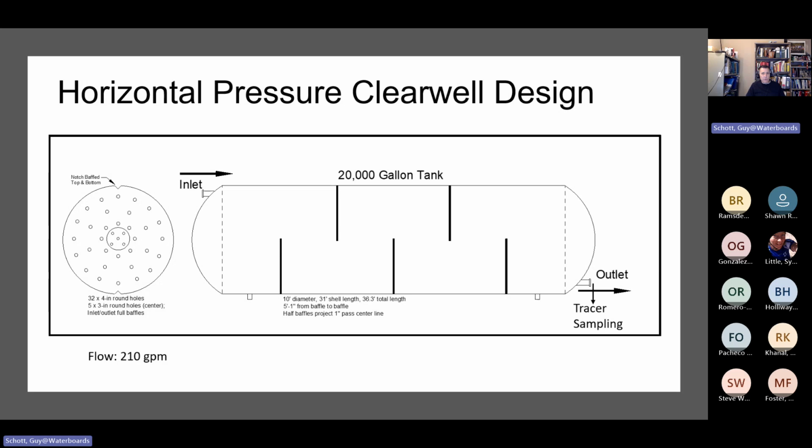So let me give you an example of a couple of studies using the slug and the step dose. Here's a kind of unique clear well. It's a horizontal vessel with baffles, and the water comes in here, and it has portholes here where the water comes in. This is a 20,000 gallon tank, and it flows 210 gallons. Now, can anybody see any issues with this particular design?